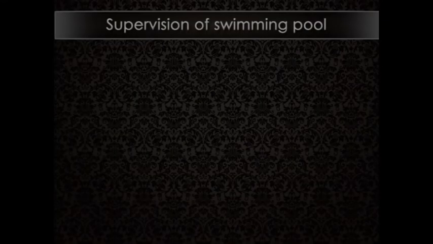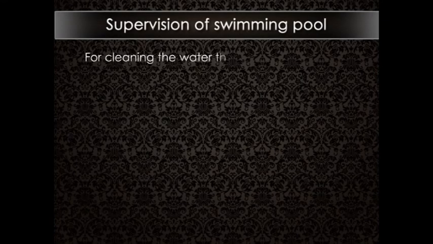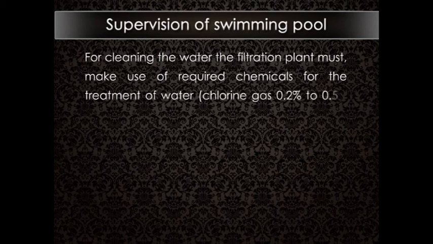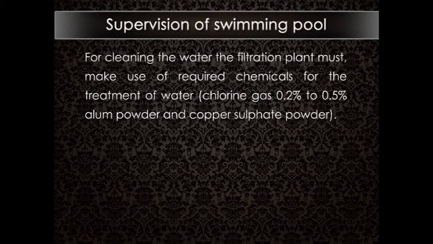The water must be kept neat and clean, free from fungal growth and algae. The bottom should be visible throughout the pool. For cleaning the water, the filtration plant must make use of required chemicals for the treatment of water, that is, chlorine gas 0.2% to 0.5%, alum powder and copper sulfate powder.